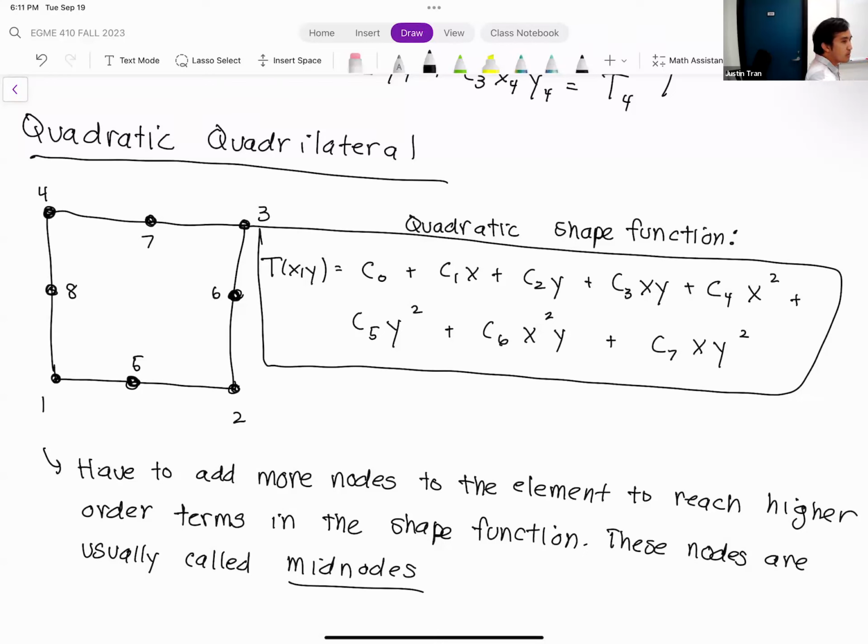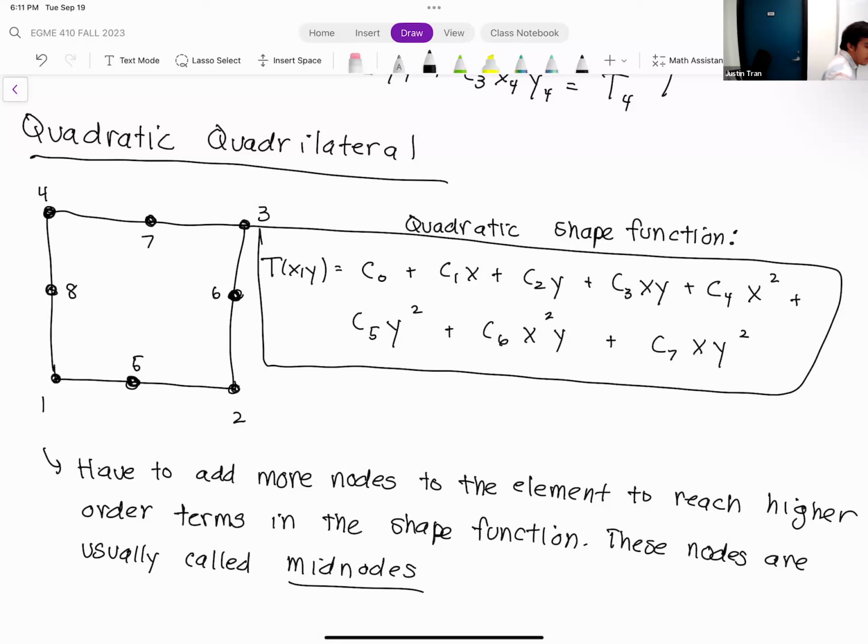Any questions on this? Yeah. Why do we stop at C7 and not at C8 for another cross term? Yeah, so C7 is actually the eighth term, because we started at C0. So C0 counts as 1 and then C7 is the 8. Okay, so you can't go with x squared y squared if you're adding them?